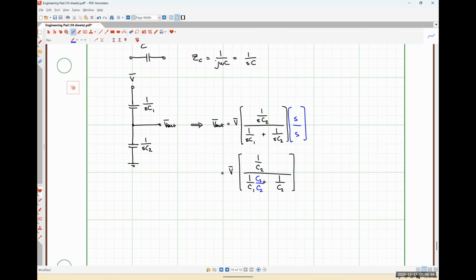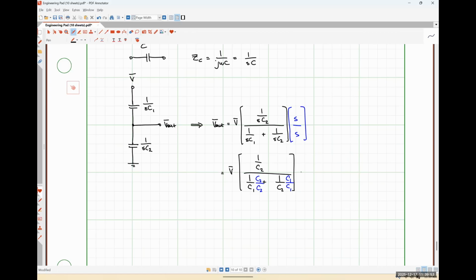And I'm going to multiply that term 1 over C2 by C1 over C1, right? That's just multiplying by a factor of 1. And what that does is it gives me a common denominator in my denominator so that I can just add those bottom parts together. Okay.